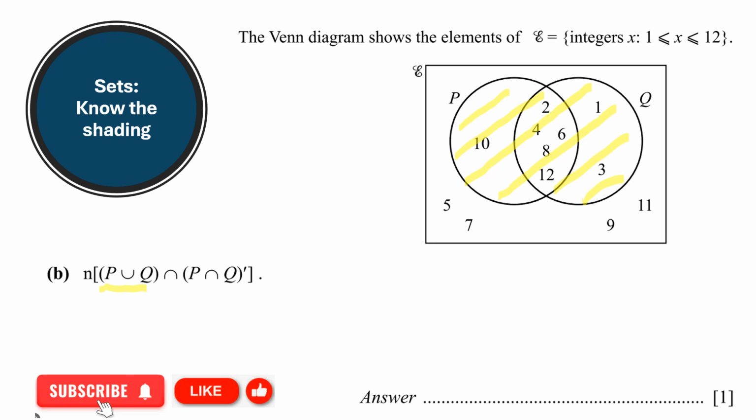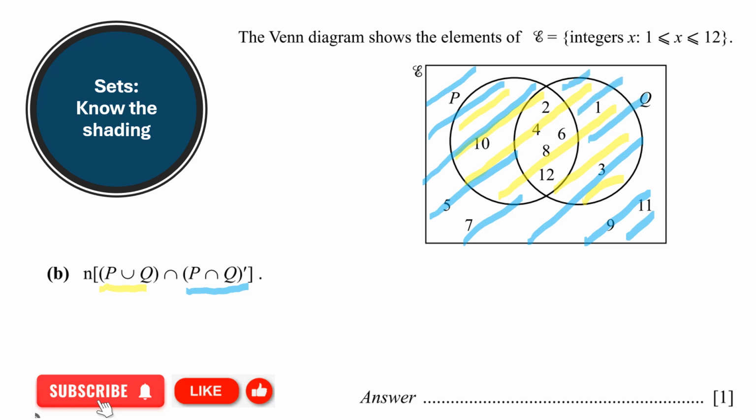Then I move on to the next one, which is P intersect Q complement. P intersect Q is the one in the center here, the common element between P and Q. But now because of this complement, it means everything outside of this region. So that means it will be everything outside here. When I shade, this will be the region that is P intersect Q complement.